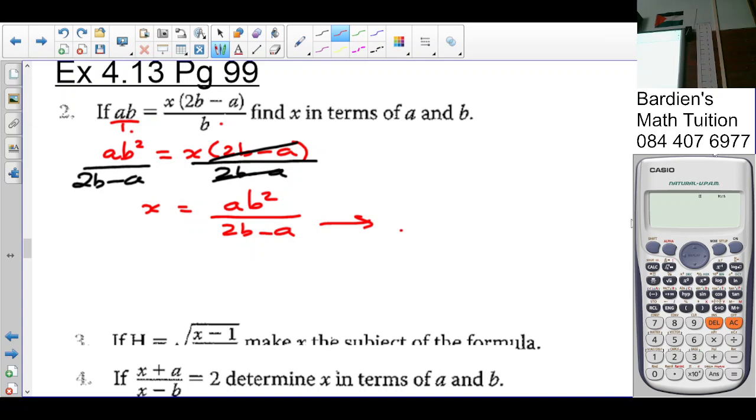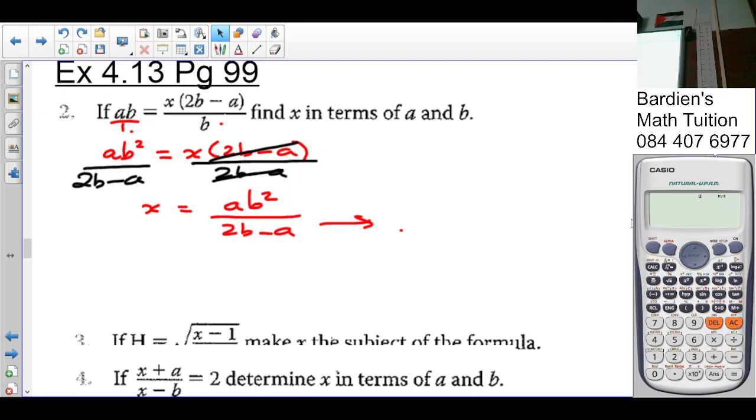Right. How do you mean you swapped it around? So you got ab squared over 2b minus a equals x. 100%. Who asked this question? Right, where did you go wrong? You didn't multiply ab by b. So what happened to that b? Did it vanish?